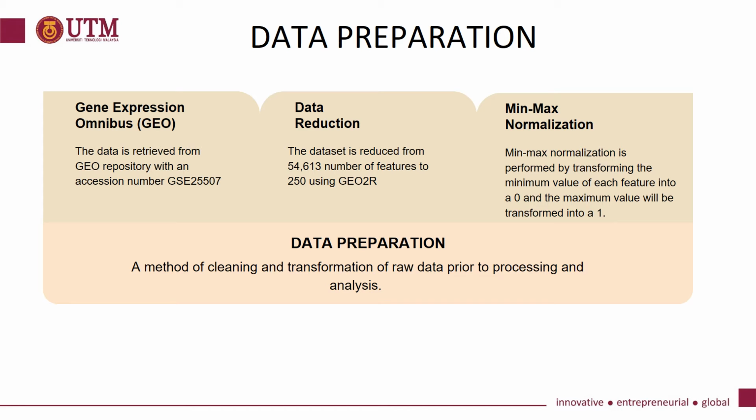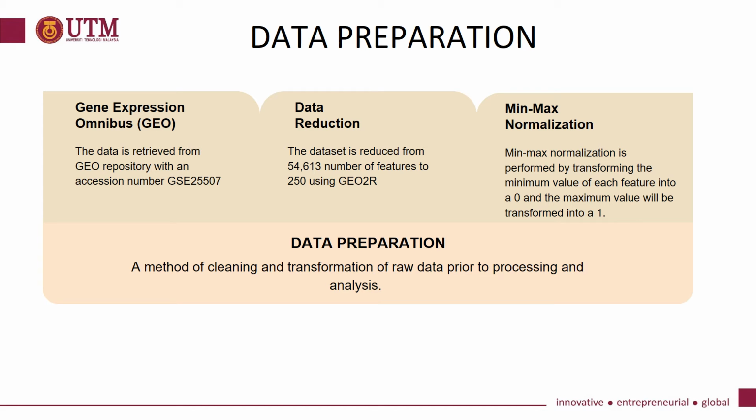Next, the dataset also undergoes a data reduction process, where the data is reduced from 54,630 features to 250 features using GEO2R. GEO2R allows users to make a comparison of two or more groups of samples in order to identify genes that are expressed differently. The comparisons are done using GEOquery and the limma R package from the Bioconductor project, which is based on the R programming language.